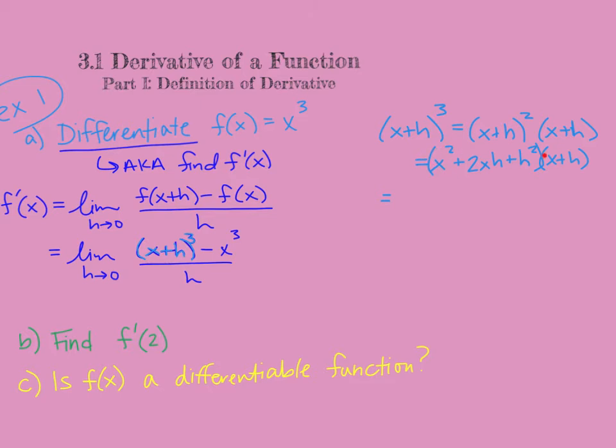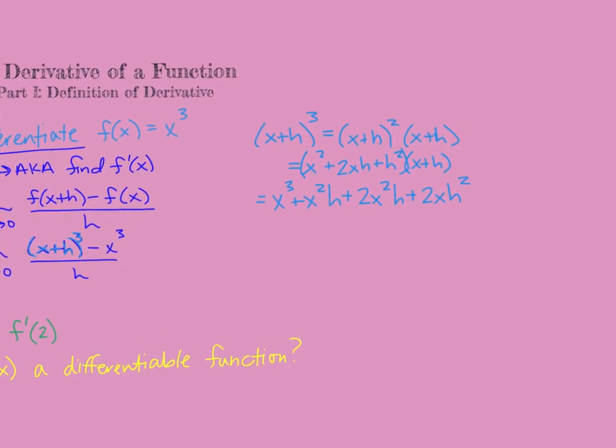So I'm going to first distribute the x squared through to both of these. So we'll have x cubed plus x squared h. Then we'll distribute the 2xh through to both. So we'll have 2x squared h plus 2xh squared. And then we're going to keep going here. Then we're going to distribute the h squared through to both. So we'll have plus xh squared plus h cubed.